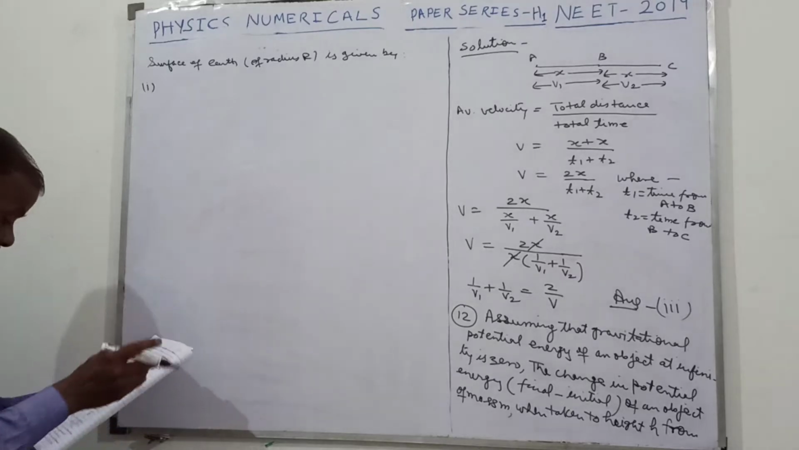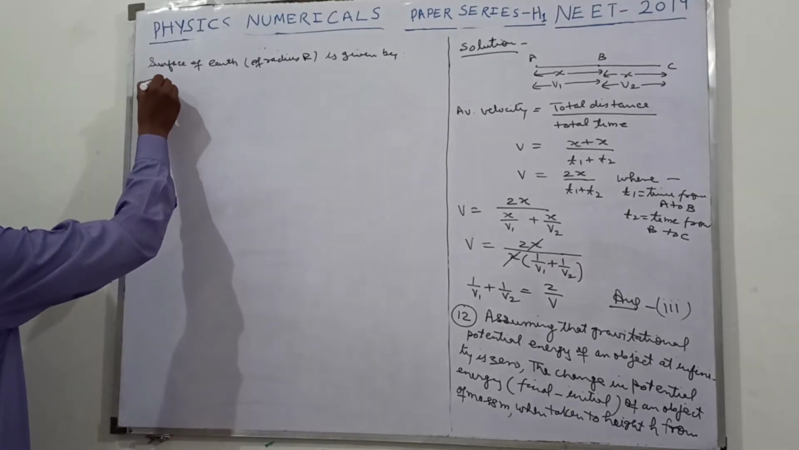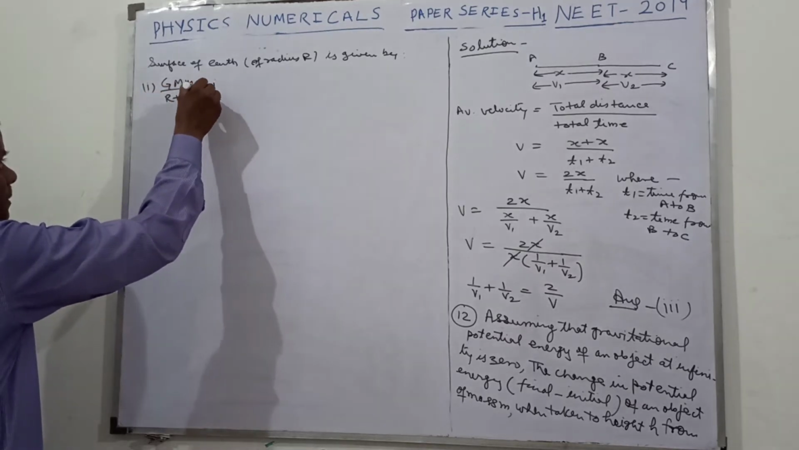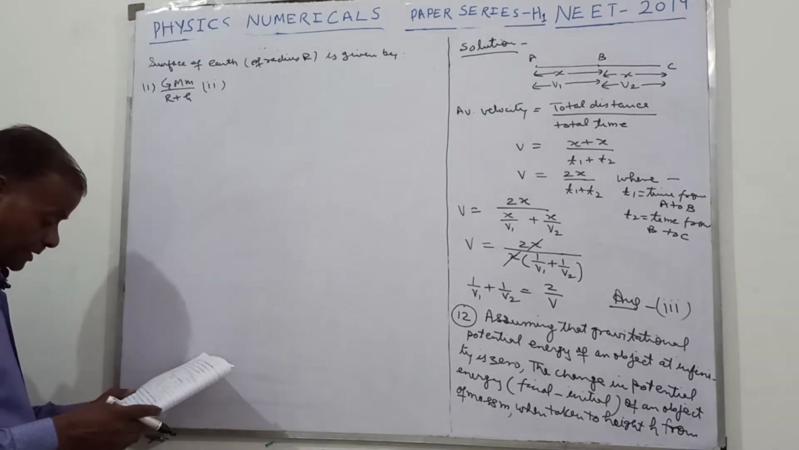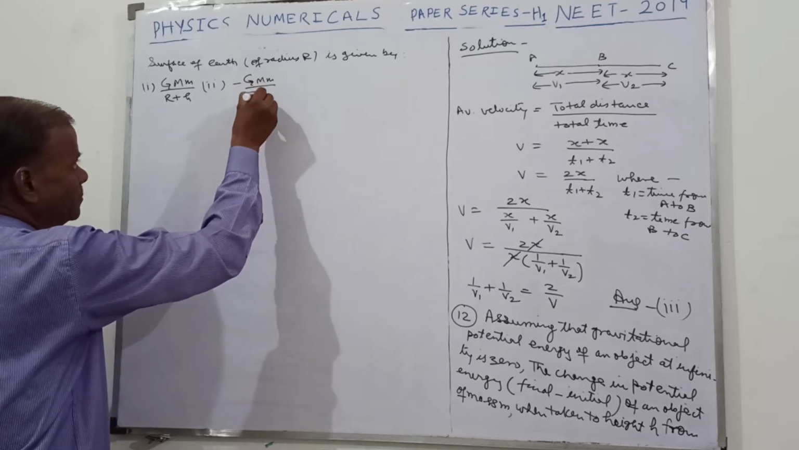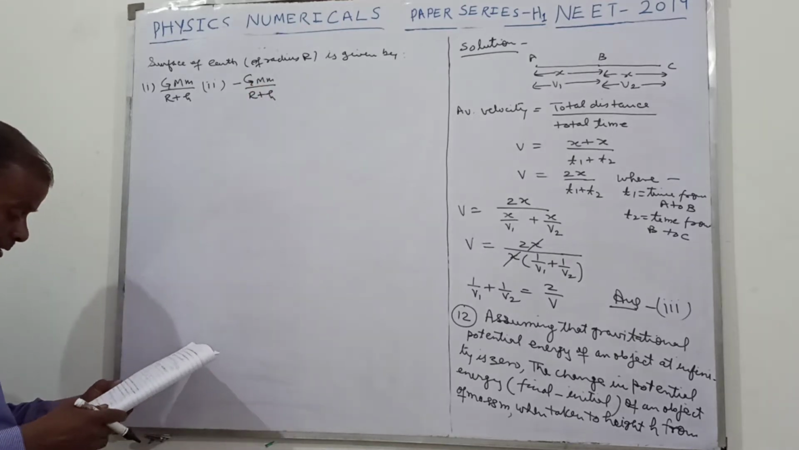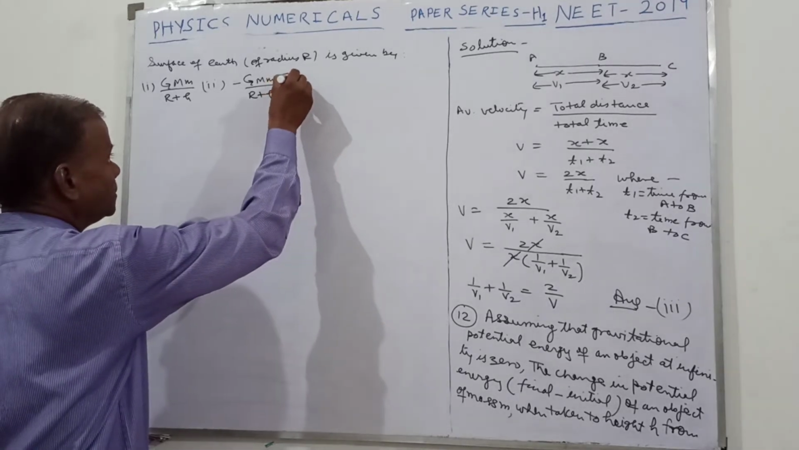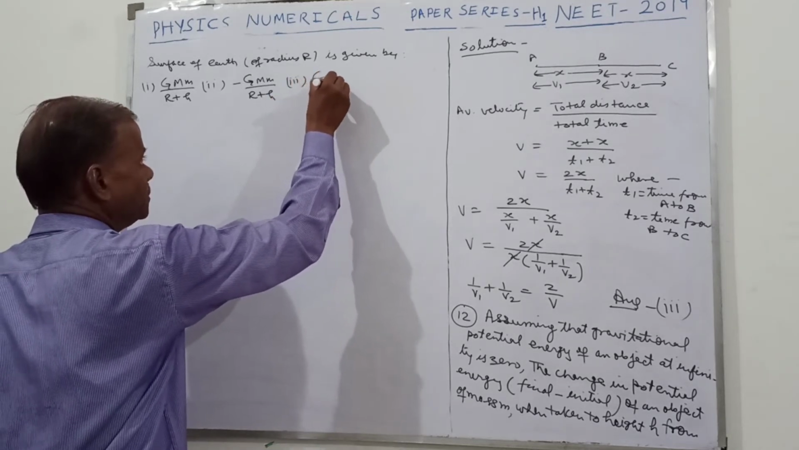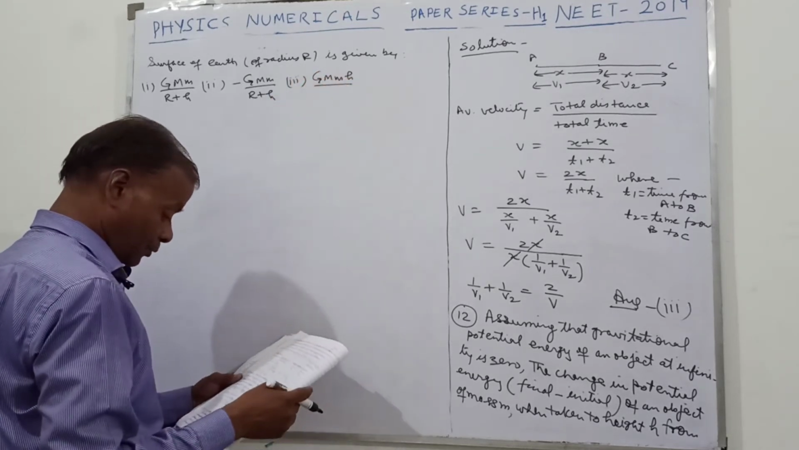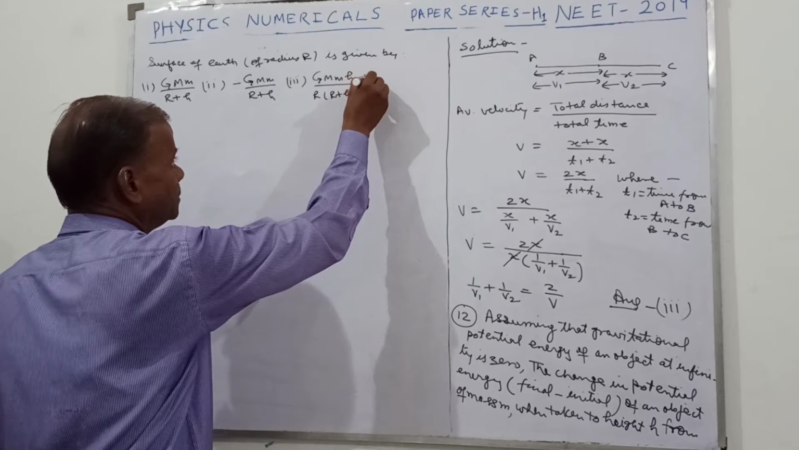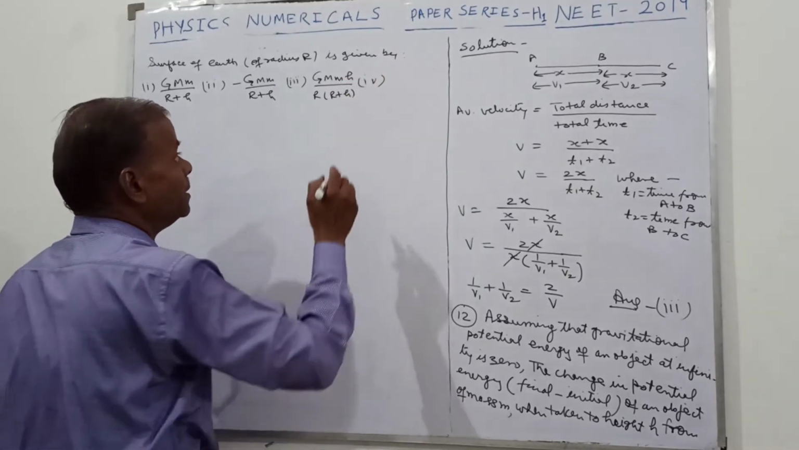First option is GMm upon r plus h, and second is minus GMm upon r plus h, and third is GMmh upon r into r plus h, and fourth option is mgh.